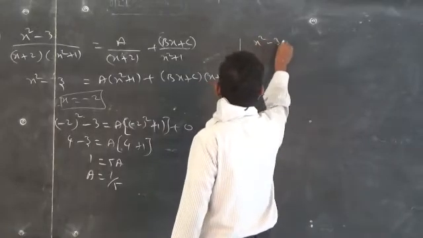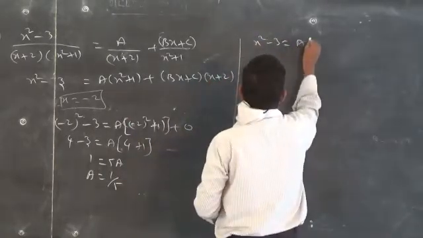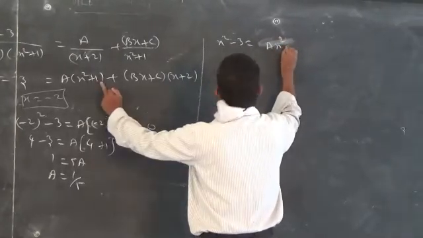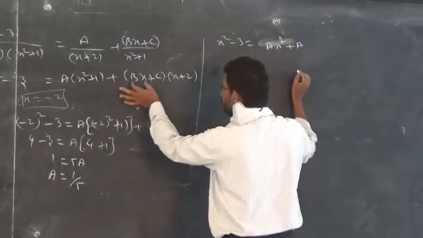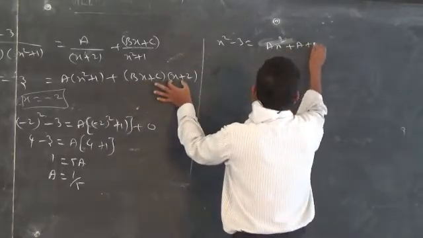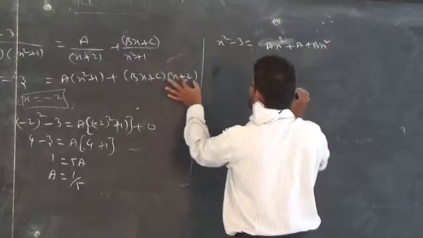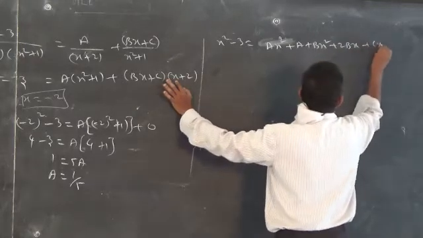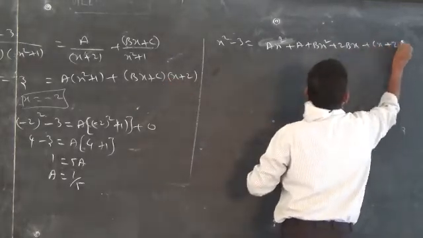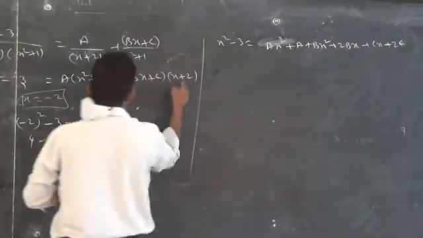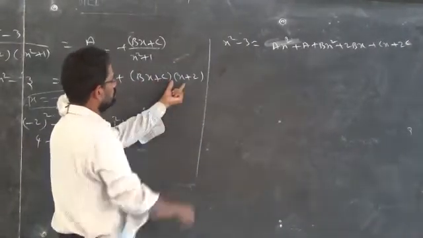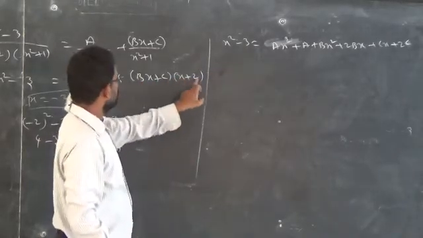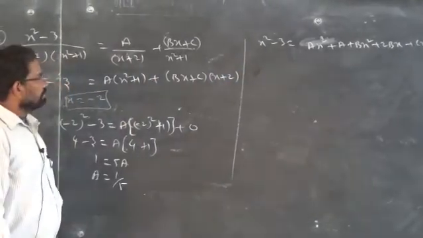So x square minus 3 is equal to, you just take A inside the bracket, that is A x square plus 1 into A, then you have to multiply Bx into x, Bx square, Bx into 2, 2Bx, then C into x, Cx, and 2 into C, 2C. Just multiply Bx into x, Bx square, Bx into 2, 2Bx, C into x, Cx, C into 2, 2C. So now you have to compare.